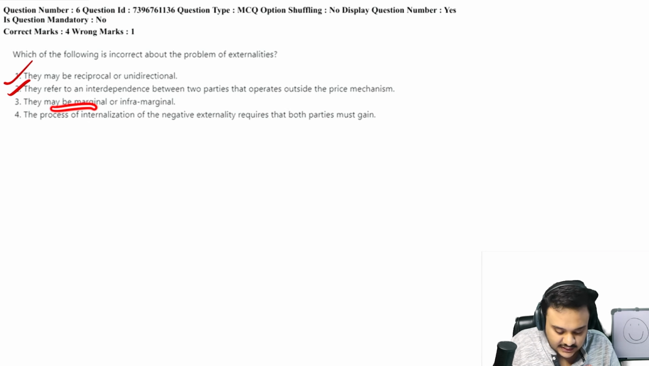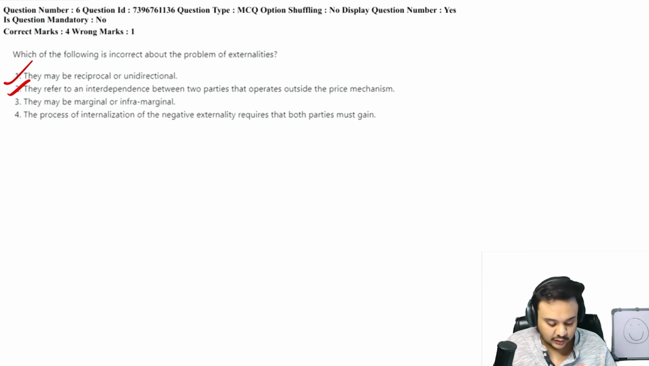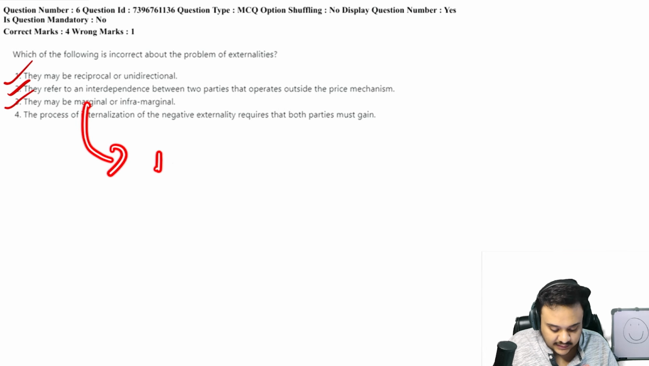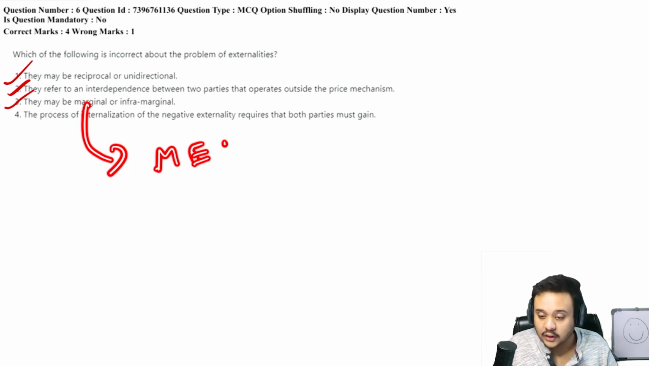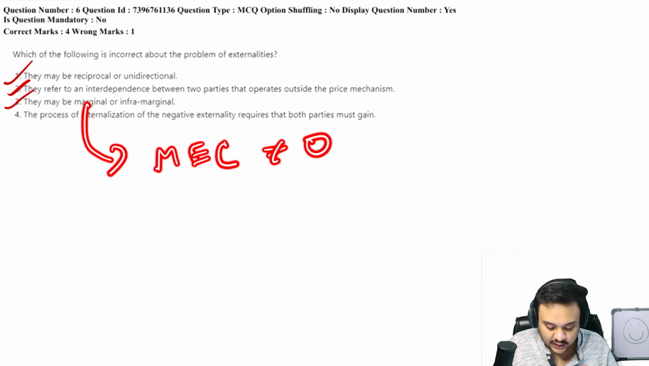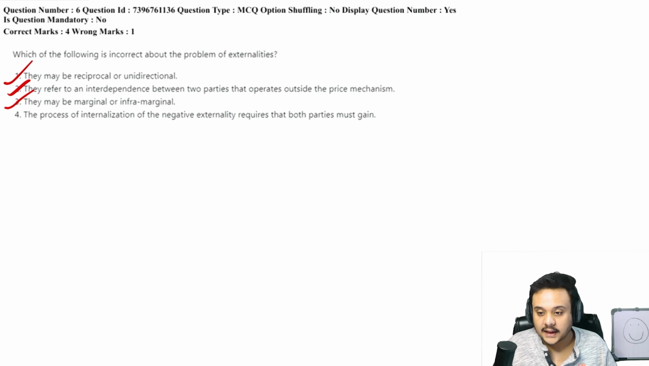Then they may be marginal or inframarginal. Yes, that is also right. This means that when it is marginal, the marginal external benefit or the marginal external cost is not equal to 0. That means that per unit of output, an externality is being created. For example, you are sitting next to someone and you are smoking a cigarette. For every cigarette, you are negatively affecting the person next to you.